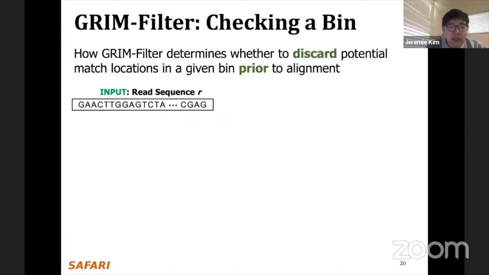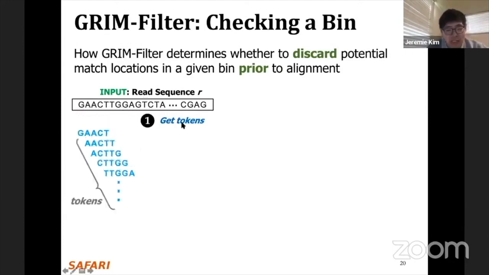So we have the read sequence here, and we first try to extract all the tokens from the read sequence. So this is all the overlapping tokens here of size 5. We see that we're just extracting them. And then we basically want to see how many of these tokens exist within a bin of a particular location in the reference.